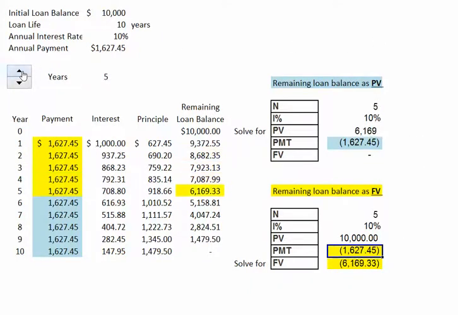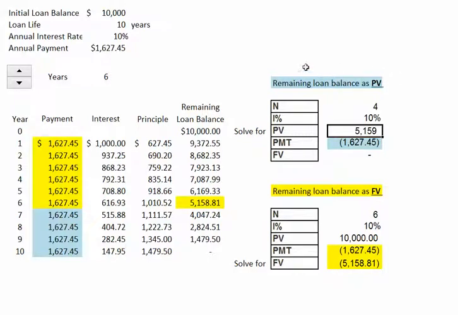$8,682. We can go to any point in time, for instance at year 6. If you were to, again, start with your original loan information, solving for the payment, and now change the number of years to 6 and compute the future value, you would find a future value of $5,158. This could also be found as the present value of the remaining 4 loan payments. So 4 periods, 10% interest, $1,627 annual payment, solve for the present value.